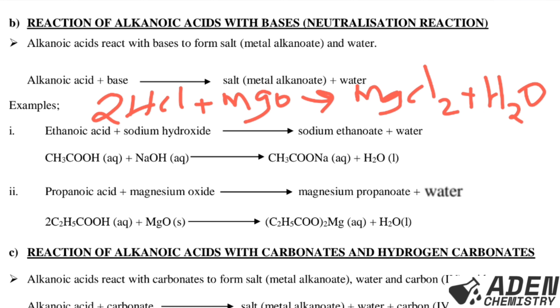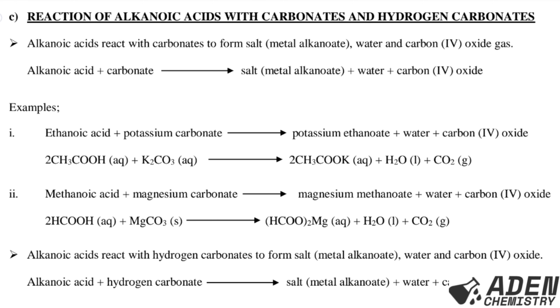Then when you check, we have 2 chlorine here. This is the 2 chlorine. We have 1 magnesium. This is the 1 magnesium. 1 oxygen. That's the 1 oxygen. So the equation will be balanced by putting 2 on the side of the acid. So let's proceed to Roman C, and here we have the reaction of alkanoic acids with carbonates and hydrogen carbonates.